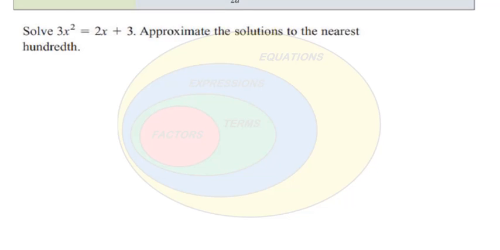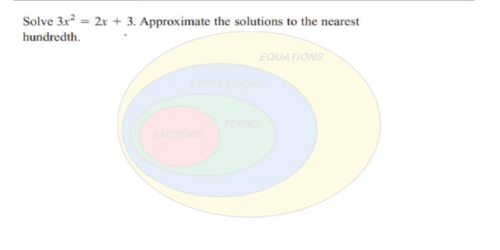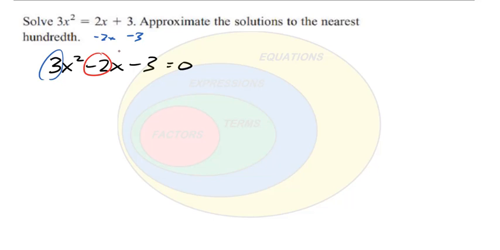So let's do this one here. It says solve 3x squared equals 2x plus 3 and then approximate the solutions to the nearest hundredth. So the first thing we need to do is write it in standard form. We want all of our terms on one side. So we're going to subtract 2x and subtract 3, and we end up with 3x squared minus 2x minus 3 equals 0. So in this case, the coefficient on x squared, the a, would be 3, b would be -2, and c would be -3.